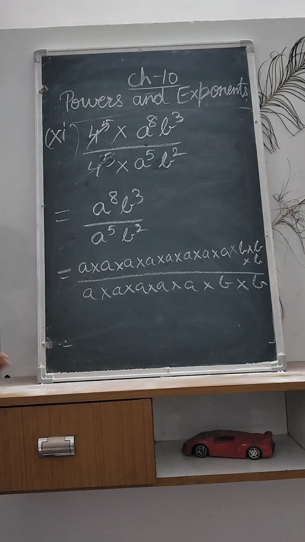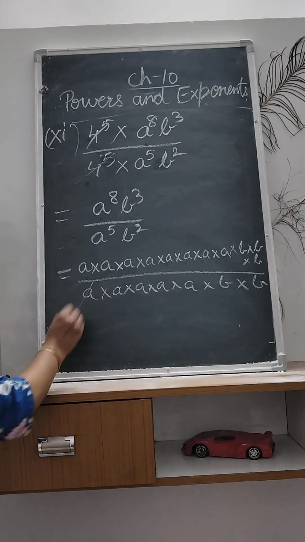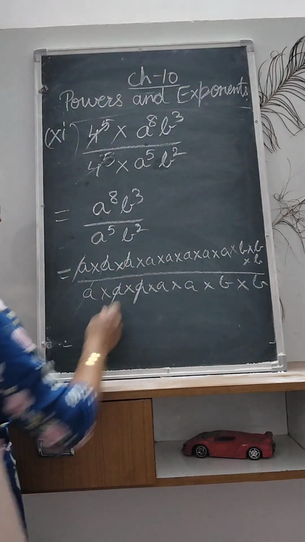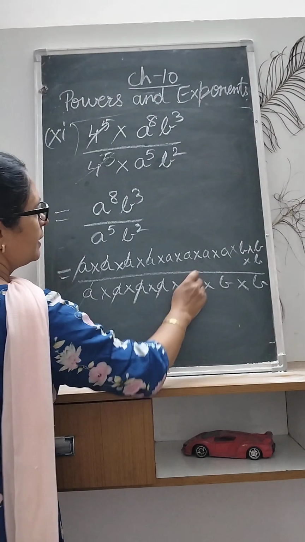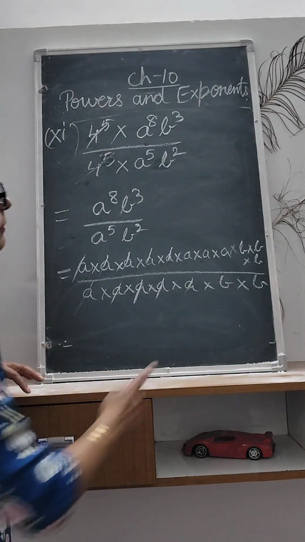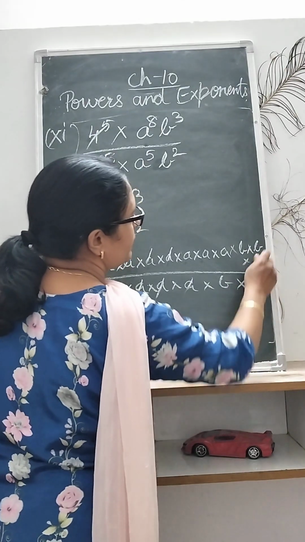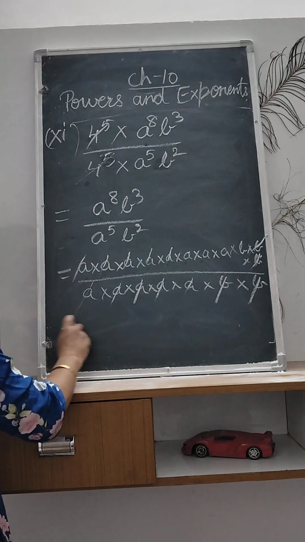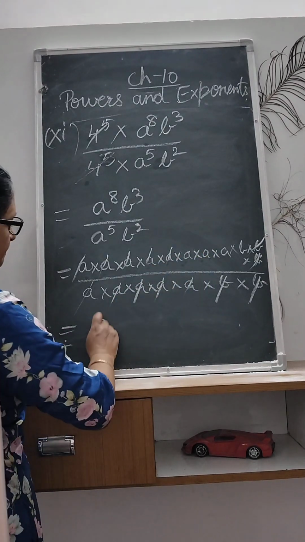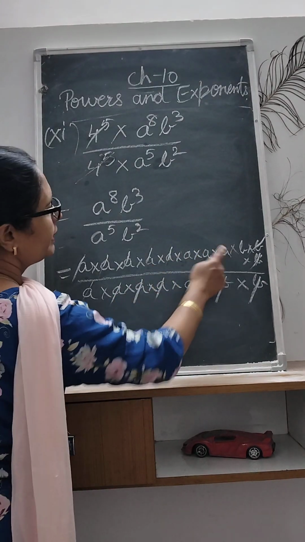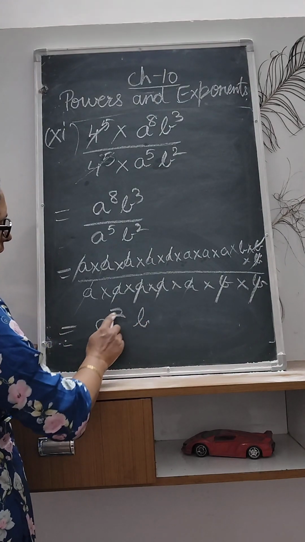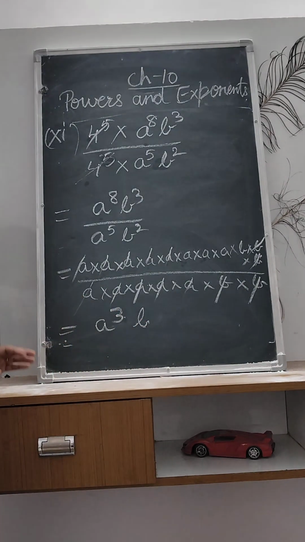Now students, simple thing, you have to reduce. Cut one a with this a, this a with this a. Again we have some left. Now b also we will reduce, this b with this b, this b with this. Now what are we left with? We are left with a. How many times? 1, 2, 3 times. 3 times a. And b we have got only 1 time. So this is your answer.